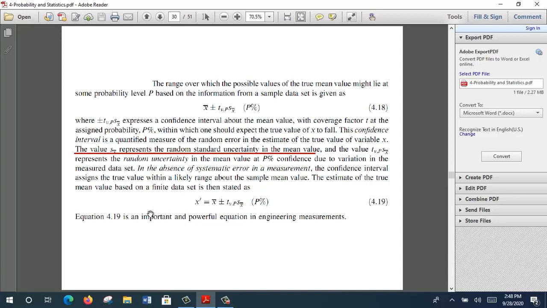This looks like the error factor of the probability, with coverage factor t at the assigned probability p% within which one should expect the true value of x to fall. Okay, this confidence interval is the quantified measure of the random error in the estimate. I repeat again, this confidence interval is a measure of the random error in the estimate of the true value of variable x. And the value here represents the random standard uncertainty in the mean value.